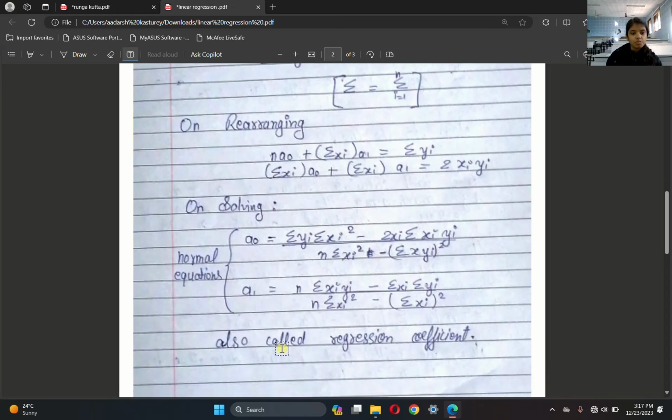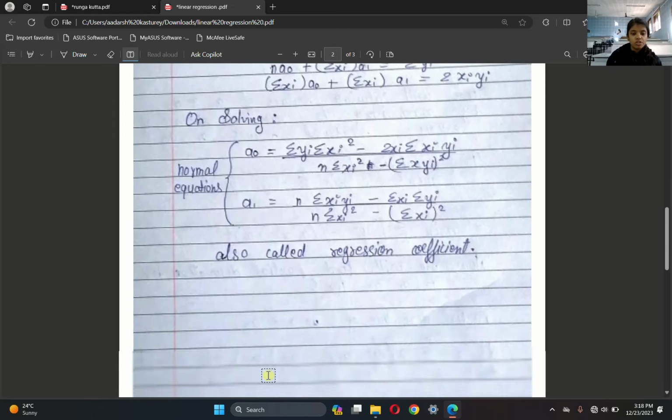On solving, we get a0 equal to summation yi summation xi square minus summation xi summation xi yi, divided by n summation xi square minus (summation xi) whole square. Then a1 is equal to n summation xi yi minus summation xi summation yi, upon n summation xi square minus (summation xi) whole square. a0 and a1 are the normal equations, also called the regression coefficients.